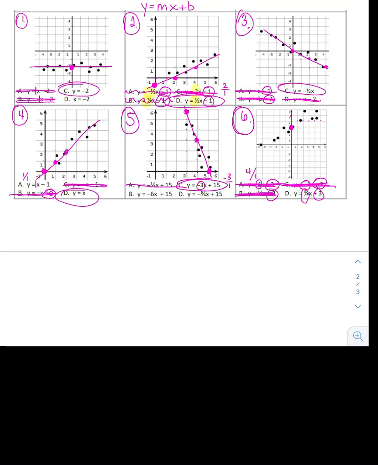Lastly, let's test D. And the slope of D is 3/4. So rise 3, 1, 2, 3. See that? I start at my 3. 1, 2, 3. Run 1, 2, 3, 4. Look at this, guys. That actually matches right up with my points or my scatter plots. So my line of best fit for number 6 is D.